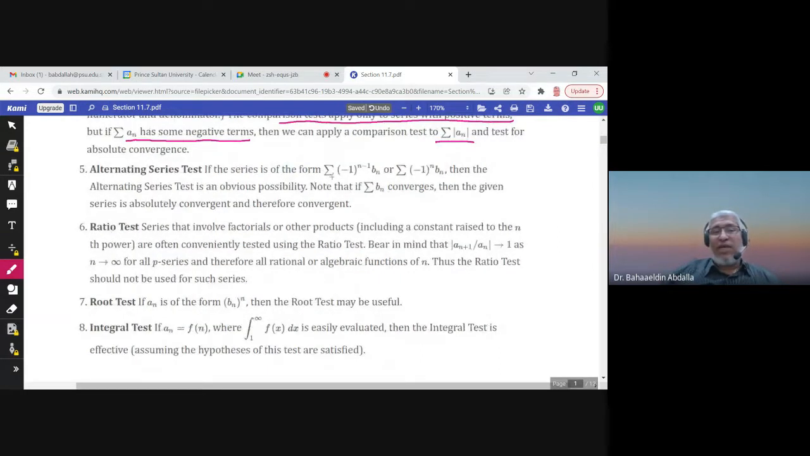If the series has the form -1 to the power n, or power n minus 1, then we use the alternating series test. We studied this in section 11.5. Please refer to that section for more examples about the alternating series test. Bn in this case has to satisfy two conditions. The limit of Bn when n goes to infinity is 0, and Bn plus 1 should be less than Bn, so it's decreasing. If these two conditions are satisfied for Bn, then the series would be convergent.